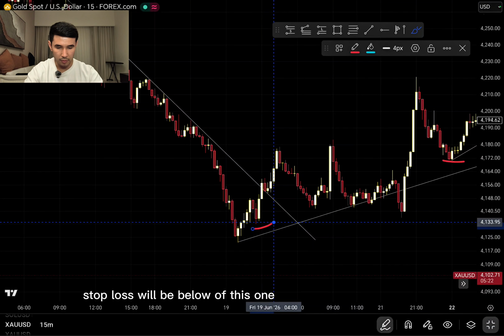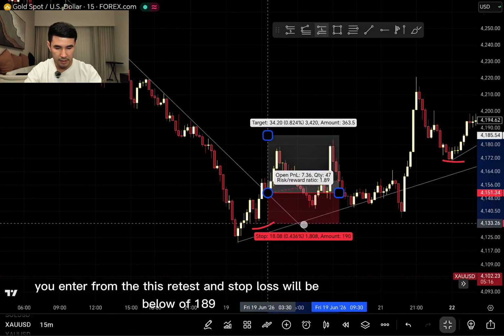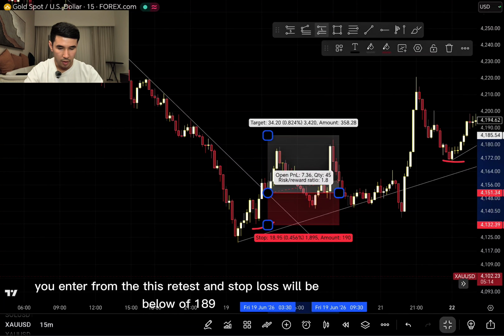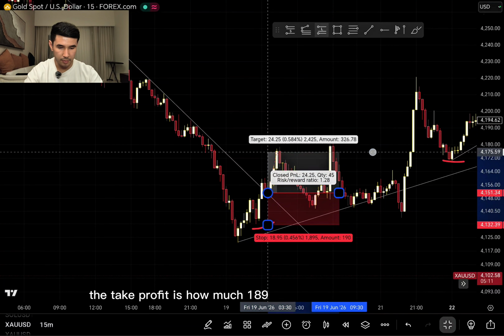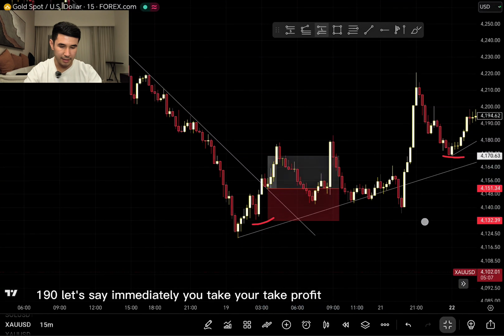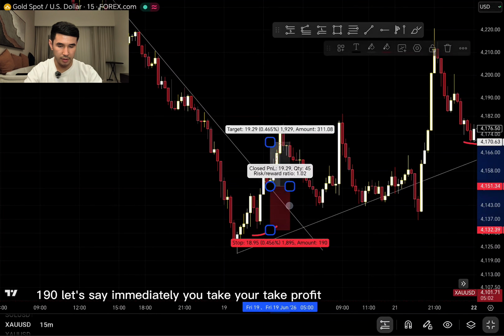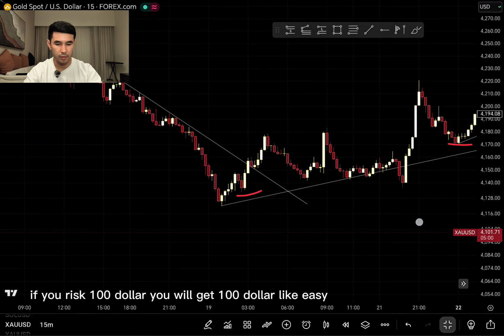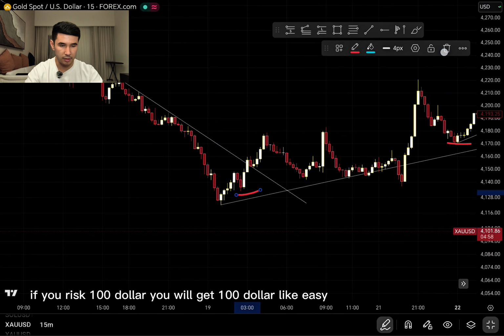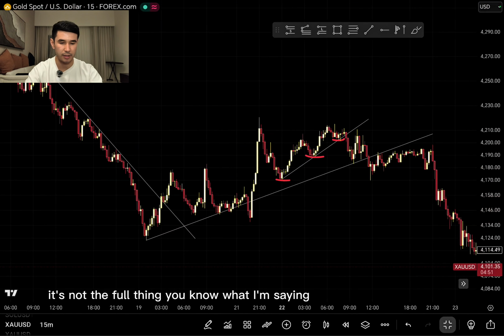Stop loss will be below this one. For example, you enter from this retest and stop loss will be below 189. The take profit is how much? 190, let's say. Immediately you take your take profit. If you risk $100, you will get $100, like easy. But this is just one part of my strategy. It's not the full thing, you know what I'm saying?